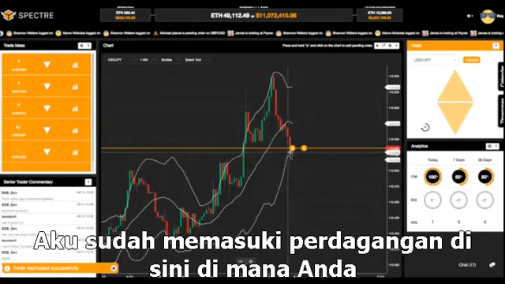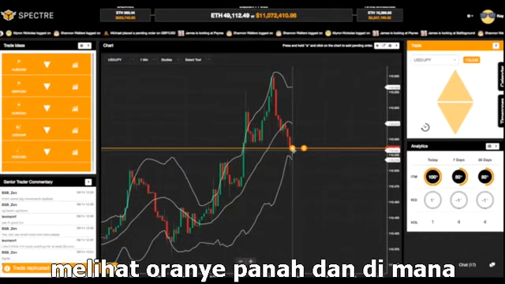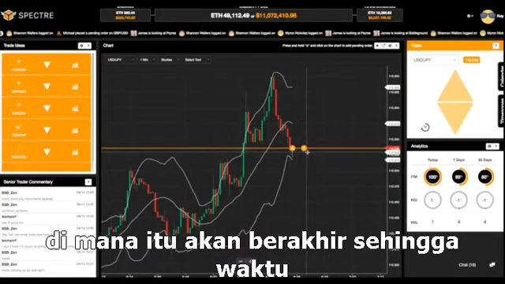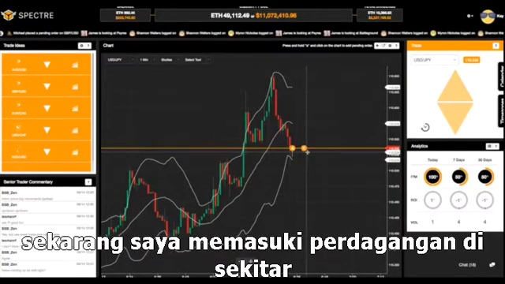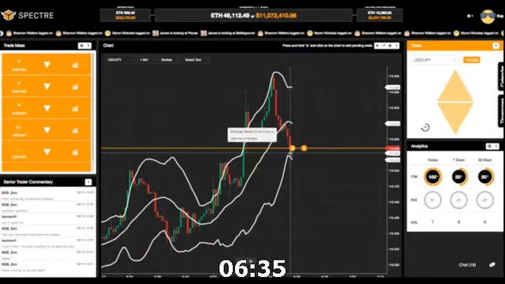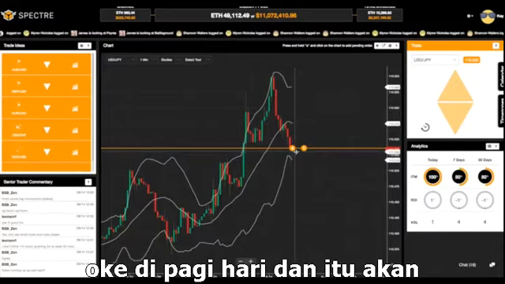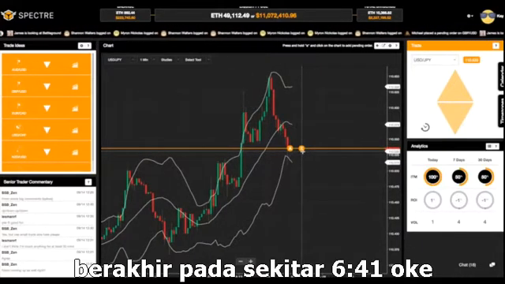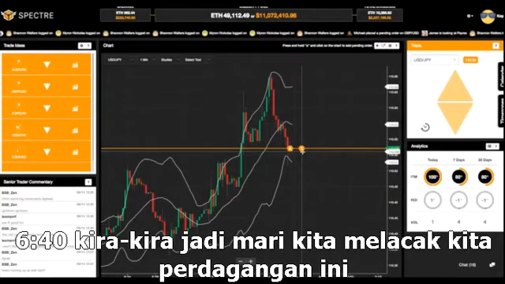Right, so you can see that immediately I've entered the trade here, where you see the orange up arrow, and where it says E, this is the expiry. This is where it's going to expire. I entered the trade at around 6:35 in the morning, and it is going to expire at around 6:41, roughly 6:40. So let's track this trade.